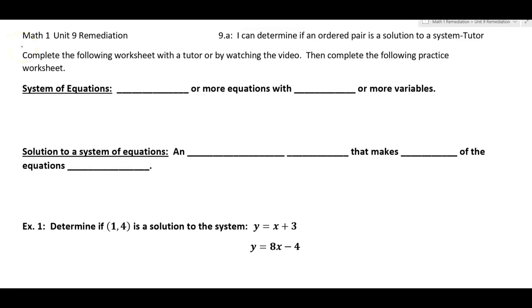Hello Math 1. This video is on 9.a, which is I can determine if an ordered pair is a solution to a system. Now, before we can go into the concept here, we have to know what a system of equations is. And a system of equations is basically two or more equations with two or more variables.